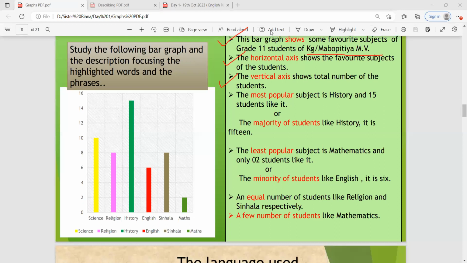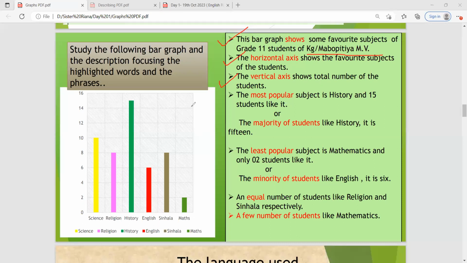According to this horizontal axis and the vertical axis, you have to say the horizontal axis shows the favorite subjects of the students. The vertical axis shows the total number of students, right? Here, this is the vertical axis, which shows the total number of students, and the horizontal axis shows the favorite subjects.